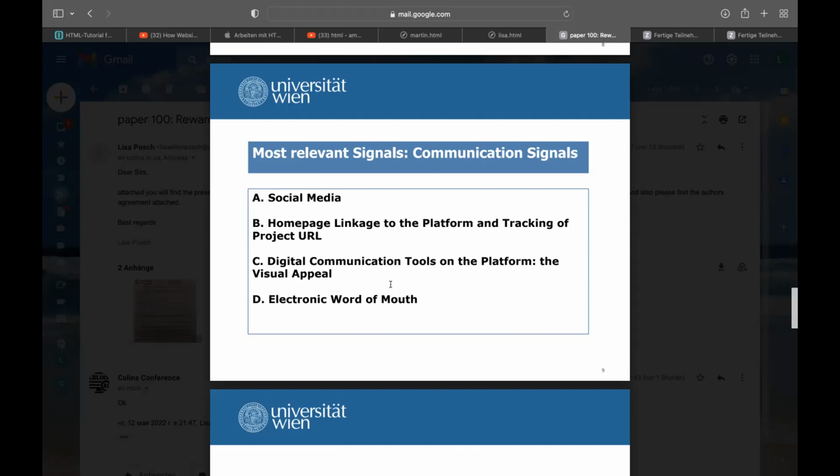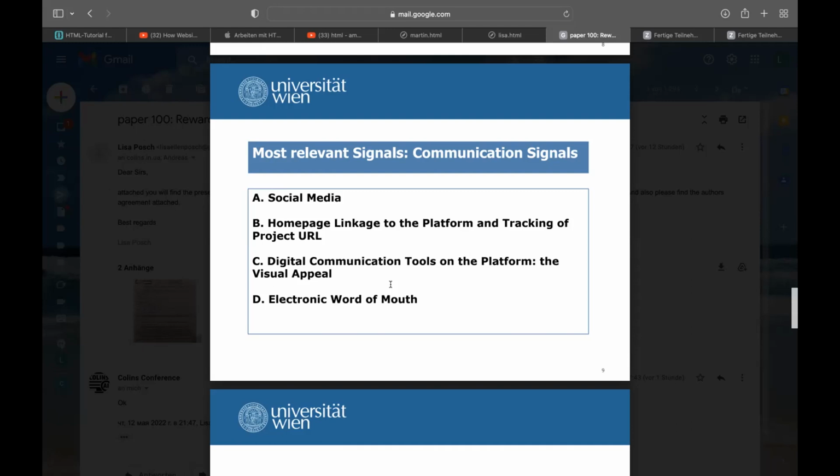And for the digital communication tools on the platform, so the visual appeal, it means that the digital communication activities on the platform contain tools like videos, images, and also project descriptions. The most important factors to create a visual appeal include inspiring videos, attractive images, a great logo, and also product photos. The video is the most relevant source in order to portray the product, services, or the overall project, including aims and objectives, and delivers necessary information about the entrepreneur or the team behind the scenes.